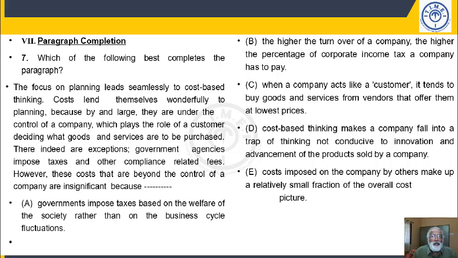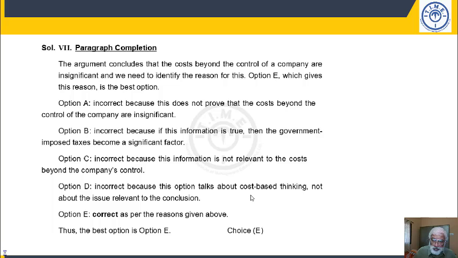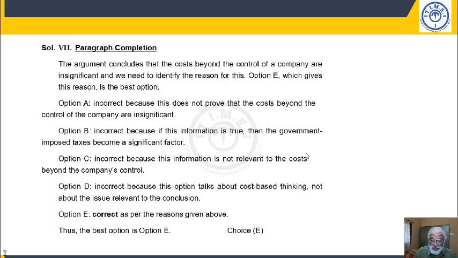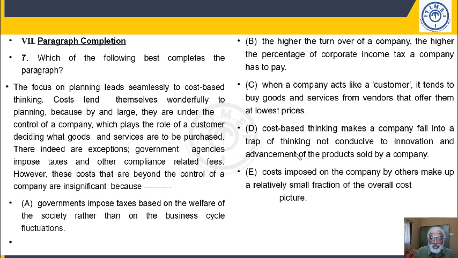Costs imposed on the company by others make up a relatively small fraction of the overall picture. And this is what we worked out, isn't it? Insignificant because they don't matter very much. So they're insignificant because they don't seem to matter very much, right? So let's just see that. So the statement here is costs imposed by others, that is beyond the control of the company, are insignificant because they are a relatively small fraction of the overall cost picture. So this is fairly easy then.